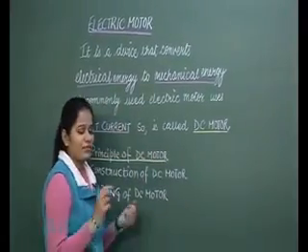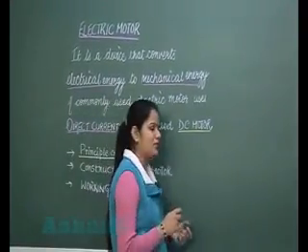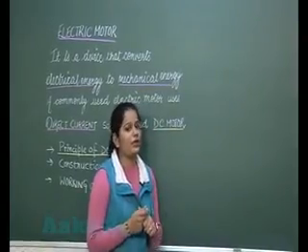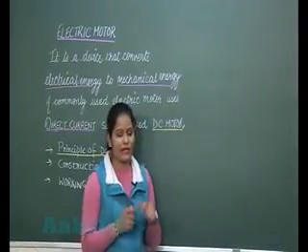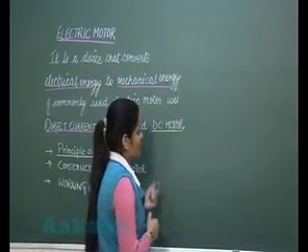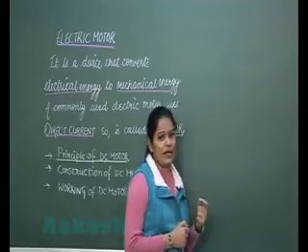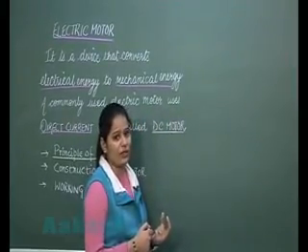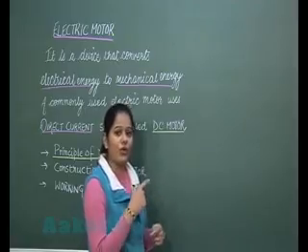Student, an electric motor is based on the principle that when a rectangular coil is placed in a magnetic field and current is passed through it, due to the forces which are equal and opposite, and they are acting on the two opposite arms of the rectangular coil, they rotate it continuously.